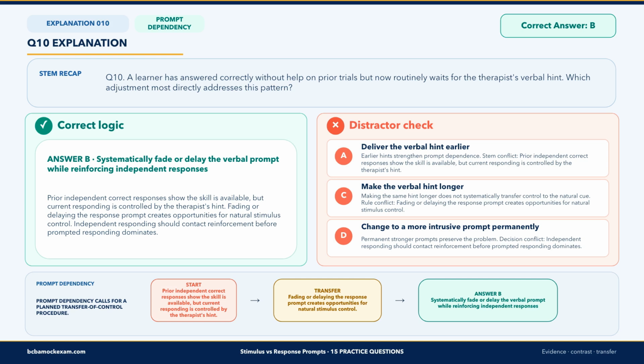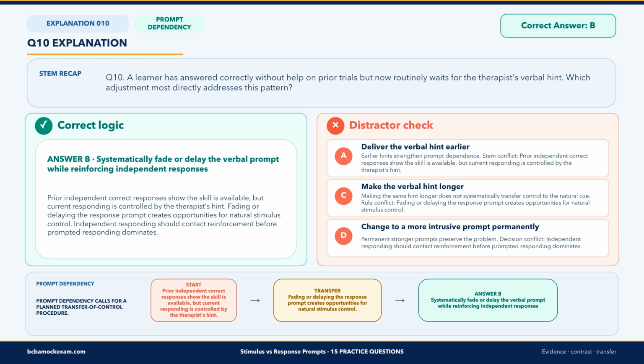Choose B. Systematically fade or delay the verbal prompt while reinforcing independent responses. The item turns on one concrete feature. Prior independent correct responses show the skill is available, but current responding is controlled by the therapist's hint. Independent responding should contact reinforcement before prompted responding dominates. In functional terms, fading or delaying the response prompt creates opportunities for natural stimulus control.